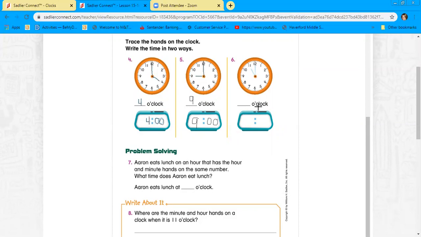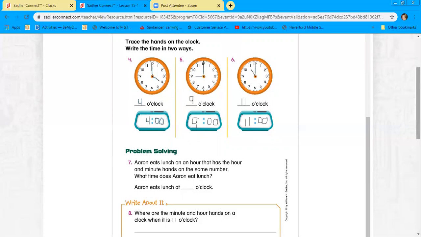Let's take a look at the next one. Again, notice how long that hand is. That minute hand goes up and touches the 12. But I'm going to take my hour hand, I'm going to stop just short of the 11. So now I know the hour is 11. It's on the 12. The minute hand's on the 12. So it's 11 o'clock. So I can write the hour 11 to show o'clock digital time. I just write 2 zeros to show 11 o'clock.